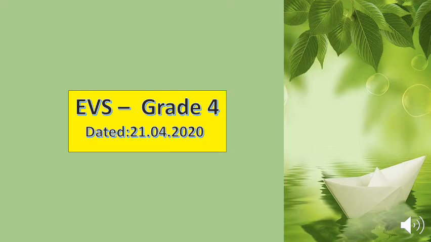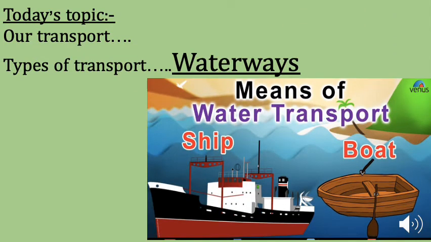So here we begin with our EVS class for today. Children, as you all know, we are doing our chapter number 19, Transport. In this series, we have already done two types of transport, roadways and railways. Today we are going to do waterways. Water transport is the process of transporting a watercraft such as a boat, ship, or sailboat over a body of water such as a sea, ocean, lake, or river.